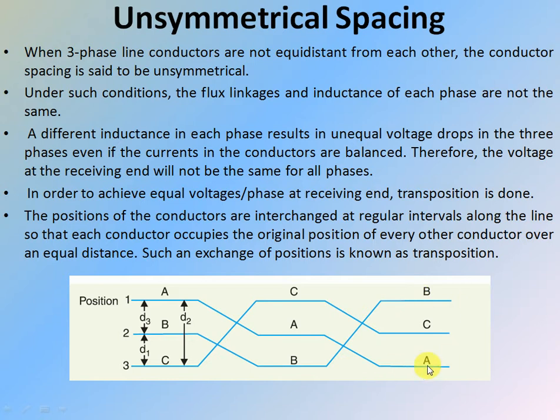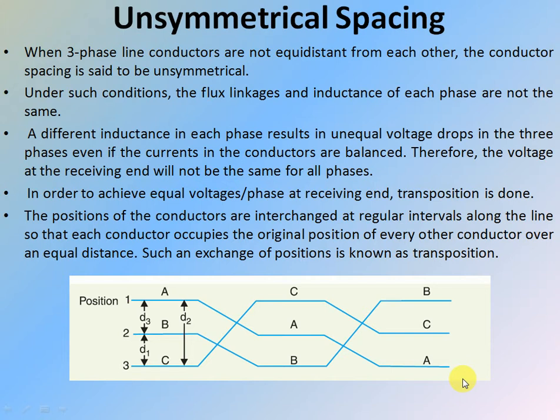This particular arrangement of conductors is said to be transposition. This is actually done in order to achieve equal voltages at the receiving ends. Now let's obtain the relation for total flux linkage and inductance of this unsymmetrical transposed system.